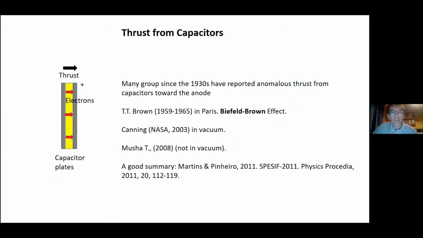So they're using capacitors. I was listening with great interest to Paul's talk just now, and it seems there's a tremendous history behind this that I was only vaguely aware of. What I was aware of was that many groups since the 30s have been looking at capacitors and have reported anomalous thrusts. T.T. Brown in Paris measured thrust in a vacuum. Canning at NASA in 2003 measured thrust from asymmetric capacitors in a vacuum. Also, Musha from Japan measured thrust, but not in a vacuum. And there's a good summary in this paper here, Martins and Pinheiro from 2011.